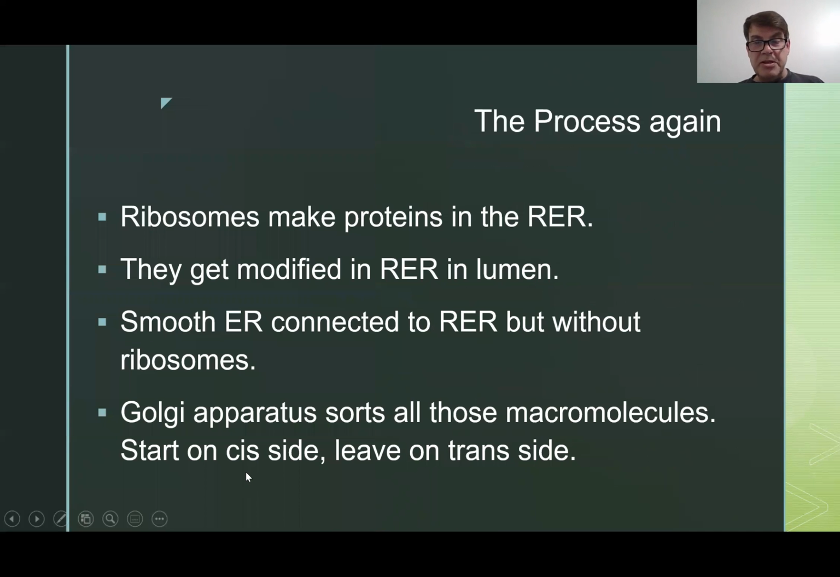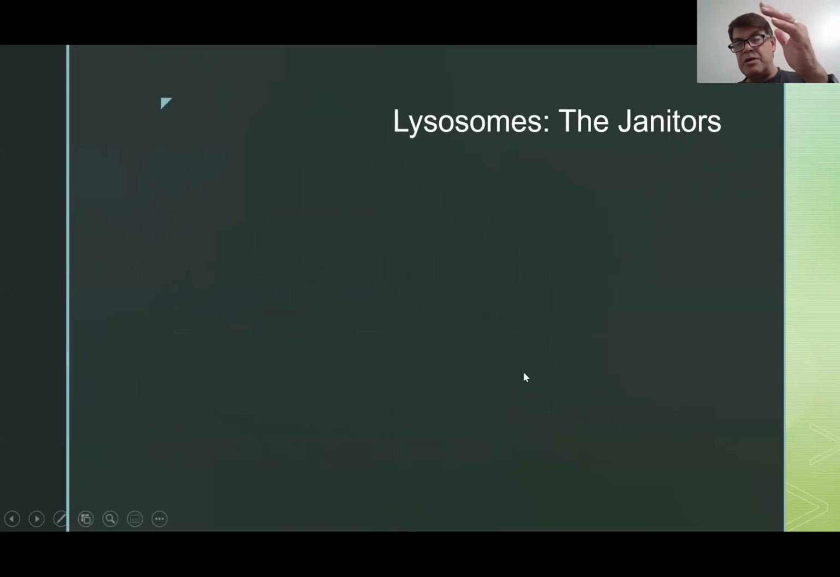Okay, so the process again. Ribosomes make the proteins in the rough endoplasmic reticulum. They get modified within the rough endoplasmic reticulum in those folds that are called the lumen. And then there's a smooth endoplasmic reticulum that doesn't have ribosomes, but it continues to modify chemically. These are chemical additions, right? Functional groups, macromolecules. It all gets very complex. And then the Golgi apparatus sorts them. It starts on the cis side and it leaves on the trans side.